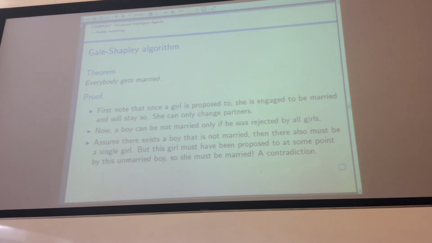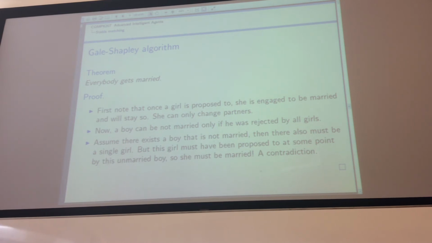So first we see that once a girl gets a proposal, she's always married. Maybe not to the same guy all the time, but she never gets single again. So that's one thing to remember. Next, a boy can be single because boys propose, right? From the very first round, they propose to their favorite girl. So a boy is single only if he's got rejected. No other way. If he was accepted, that's it. Well, but he can be rejected later.